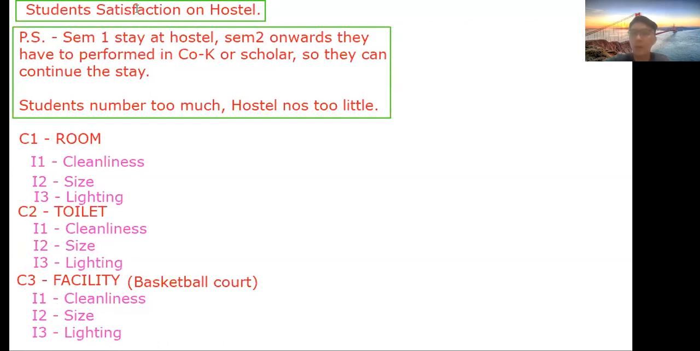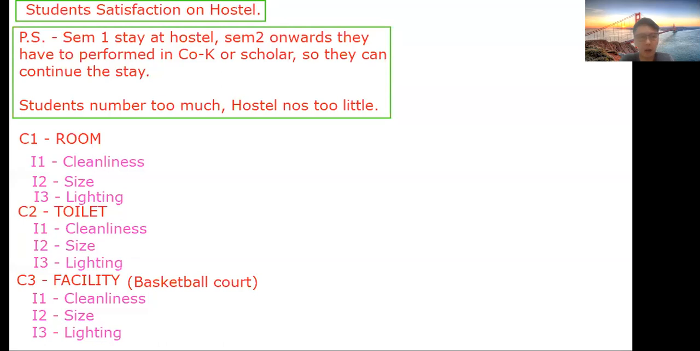Do you agree with me? Do you guys agree with me? Cleanliness, size, lighting are the factors that affect or contribute to your student satisfaction. Agree? Okay, agree, right?